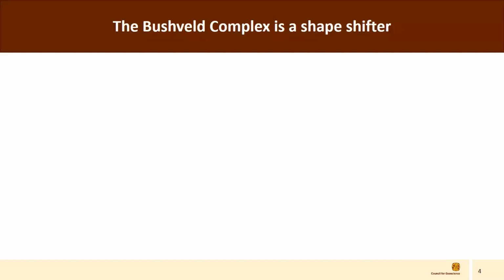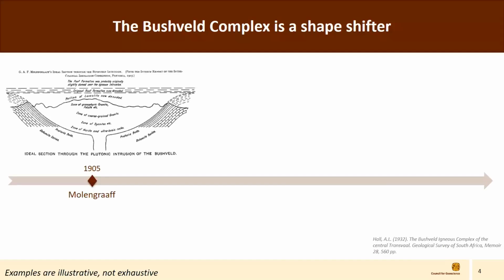So through time, the Bushveld complex in our lifetime has obviously stayed the same, but our idea of what it looks like has changed. So I say the Bushveld complex is a shapeshifter. All of these I got from a memoir done by Hall in 1932, where he goes through these old models.